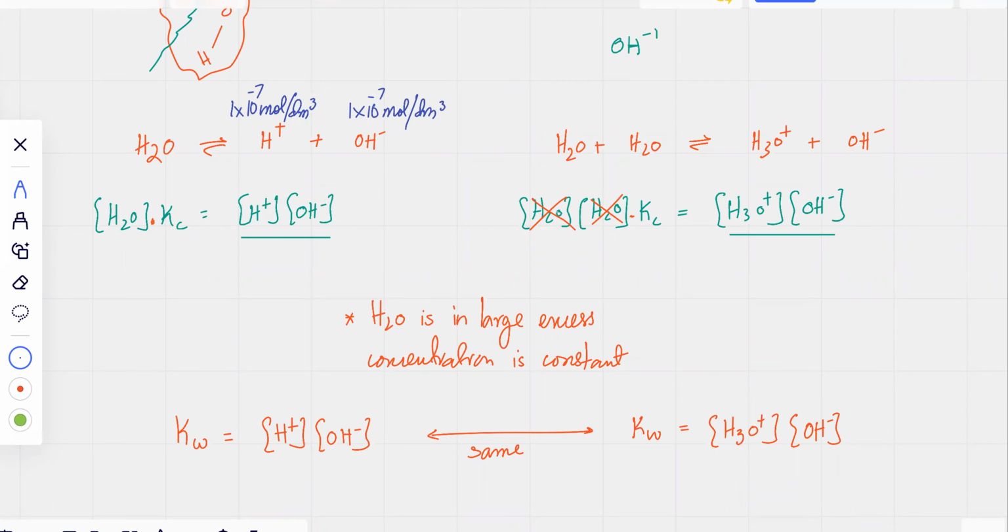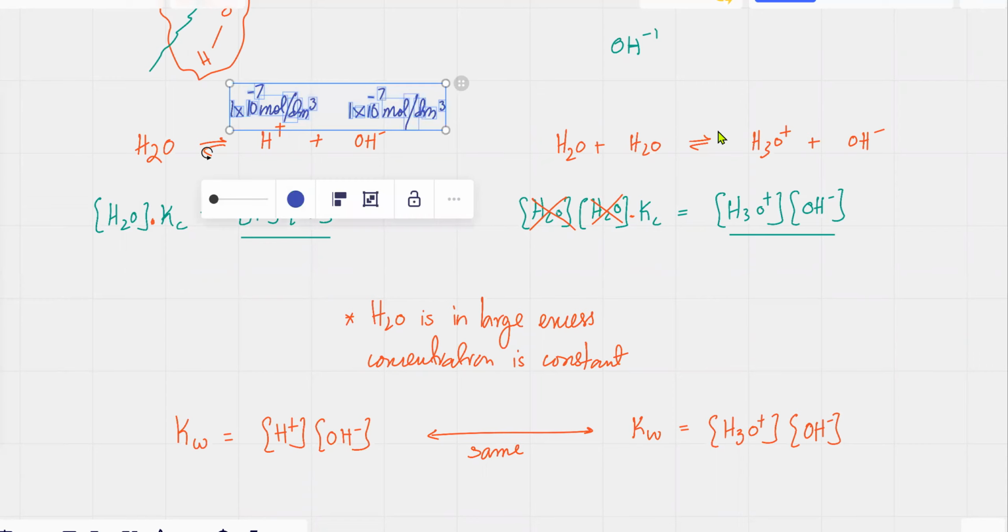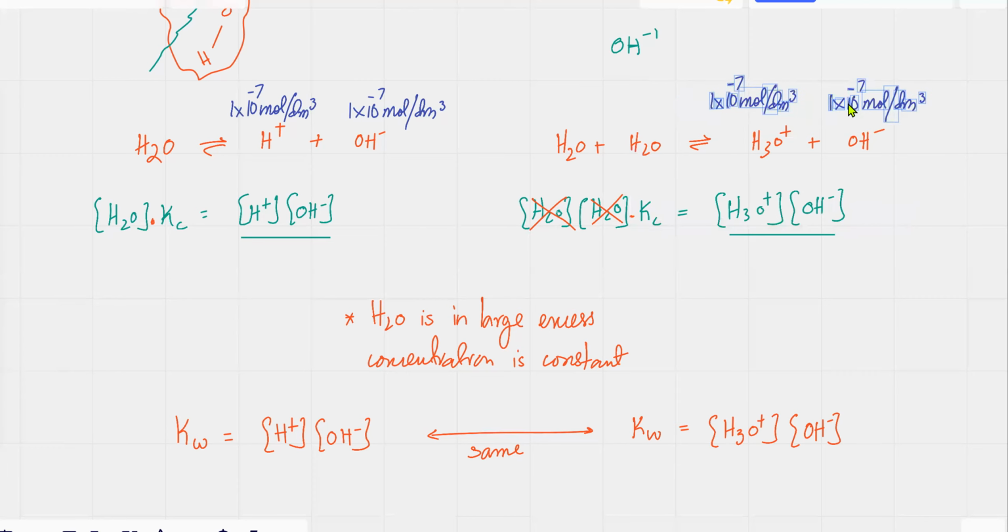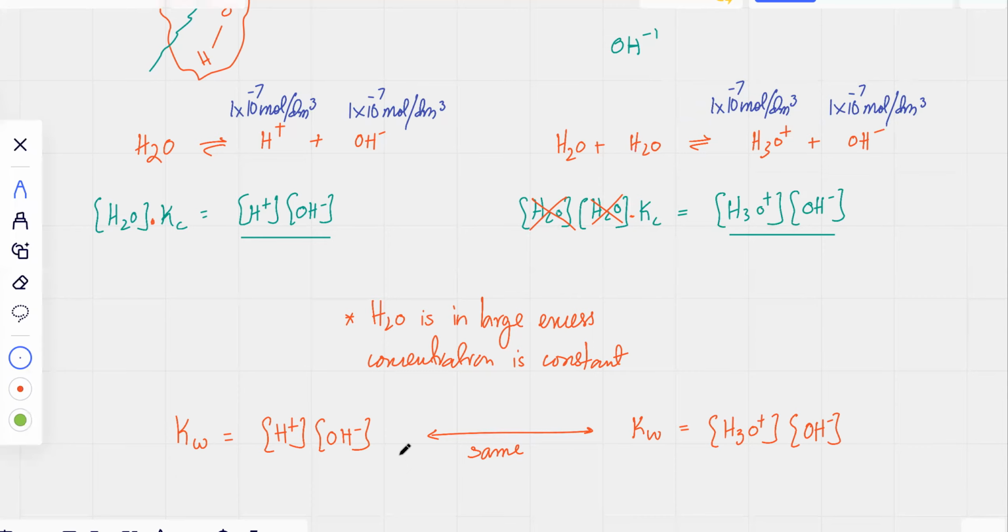And the same applies to this equation. You have the same ions. So what is your Kw? What's the value of Kw? That's 1 times 10 power minus 7 into 1 times 10 power minus 7. What do you get? It's 1 times 10 power minus 14. And what would be your unit? It's going to be mole squared, because it's concentration times concentration, mole squared dm minus 6.